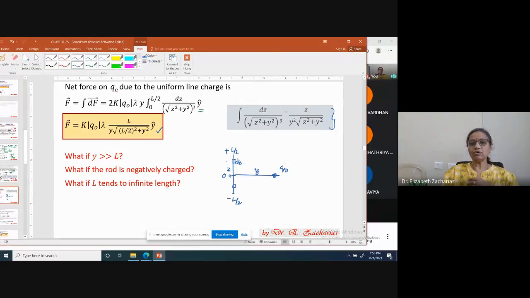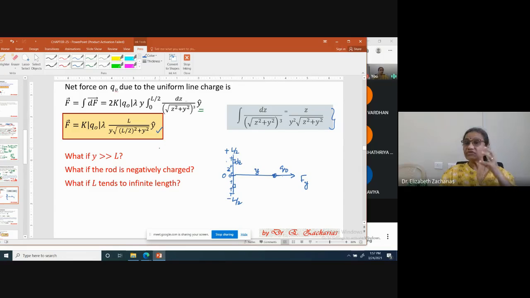Or you can now conclude that because of this kind of positive uniform line charge distribution, the net force on Q naught will be the force F along the y direction. It's a repulsive force. Any doubts? Okay, there are no doubts. I'll just go ahead.